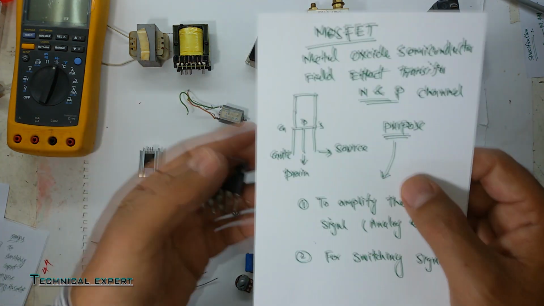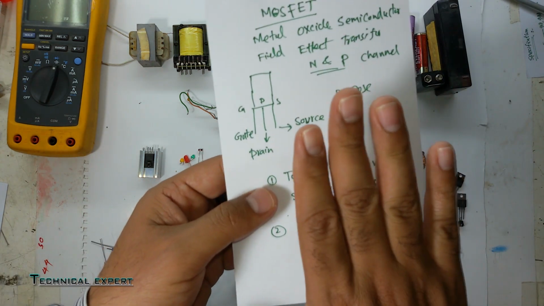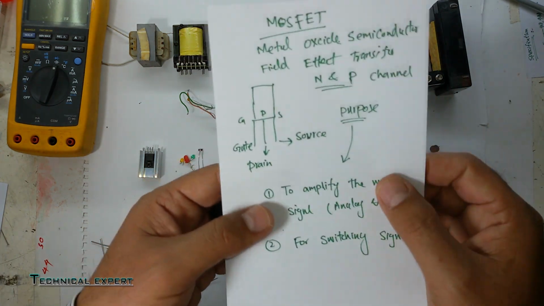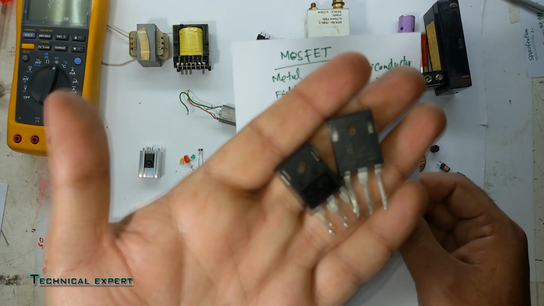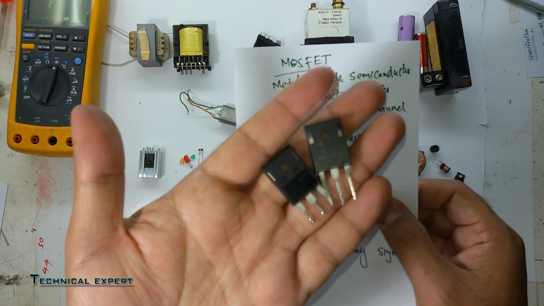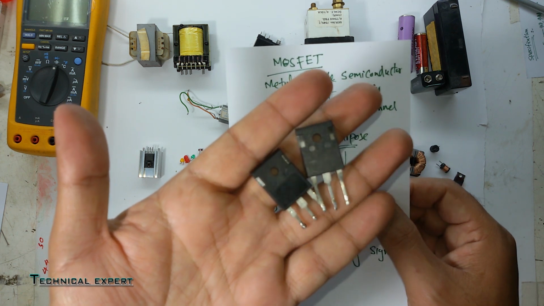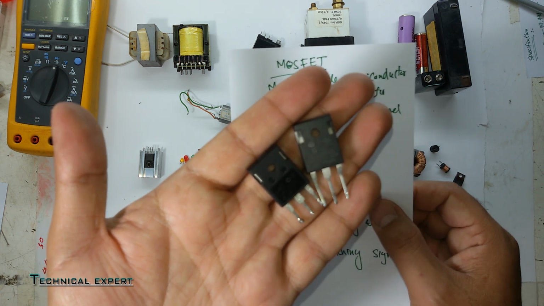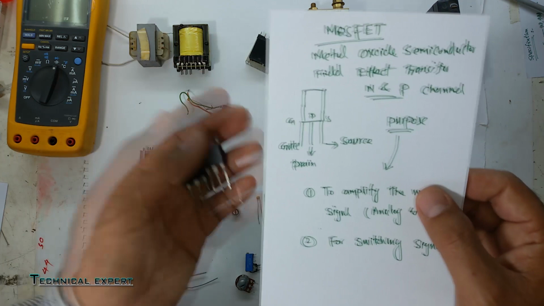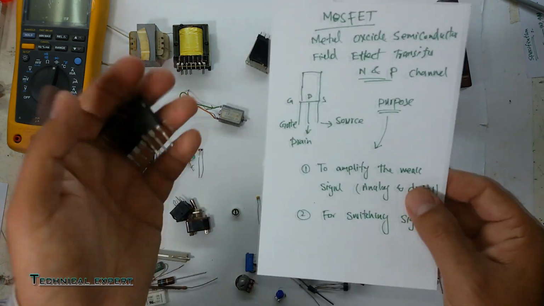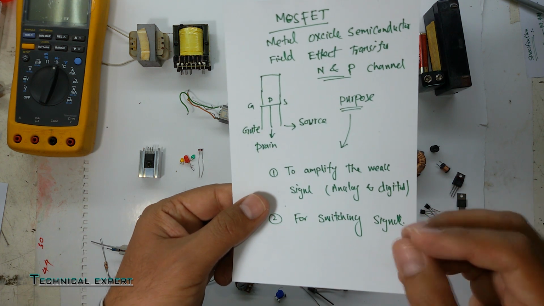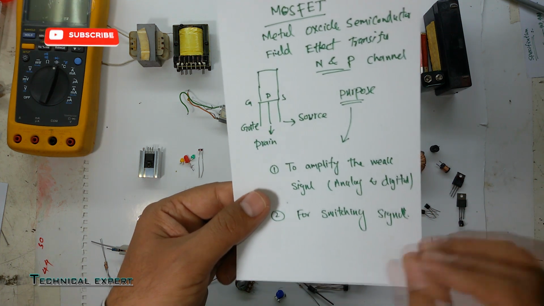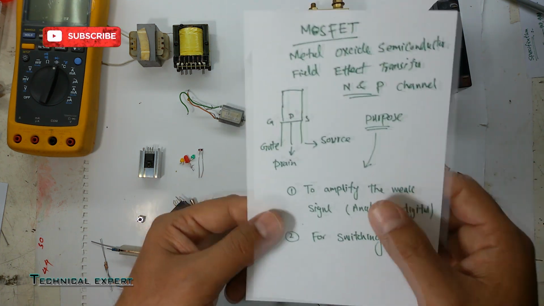The purpose of this one is like a transistor, because it may be available in very high voltage like 400 to 600, sometimes 800 volt also available, and with higher rating like 13 ampere, 10 ampere. And the purpose of this MOSFET is to amplify the weak signal, whether it is digital or analog, and for switching of signal.